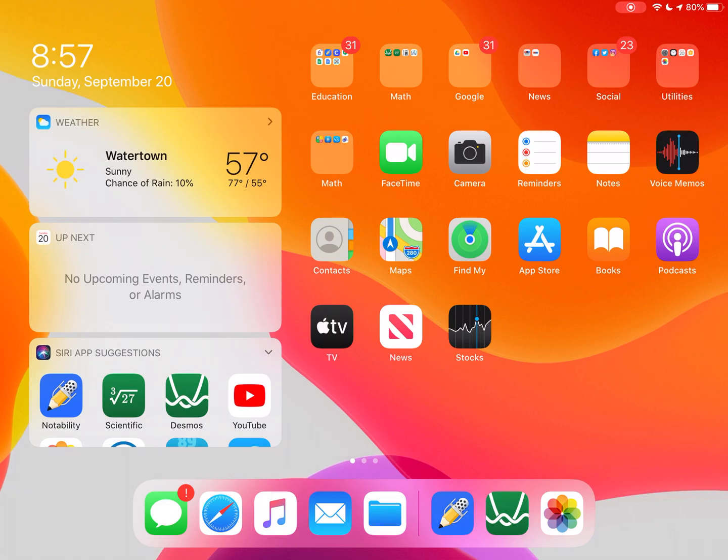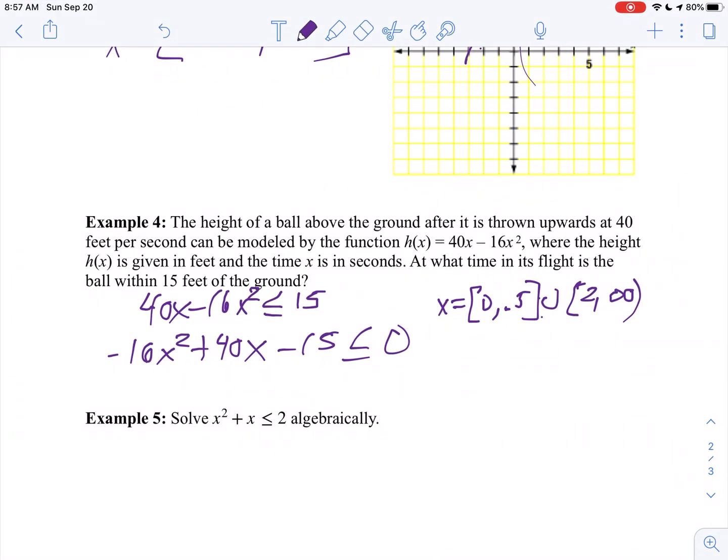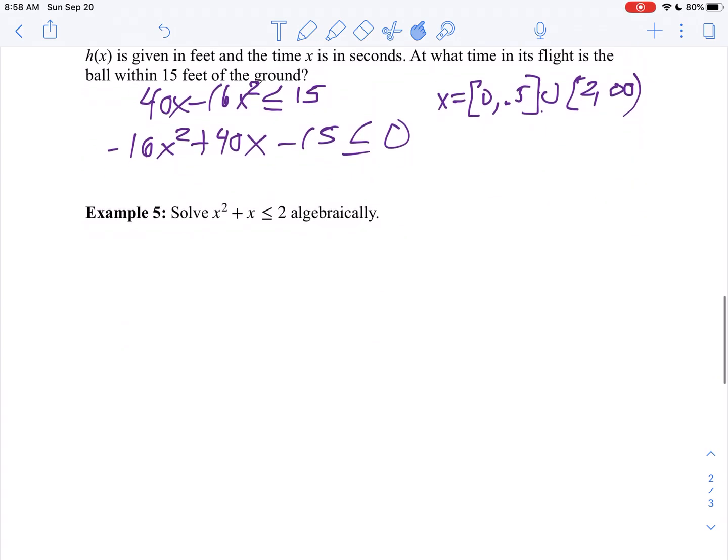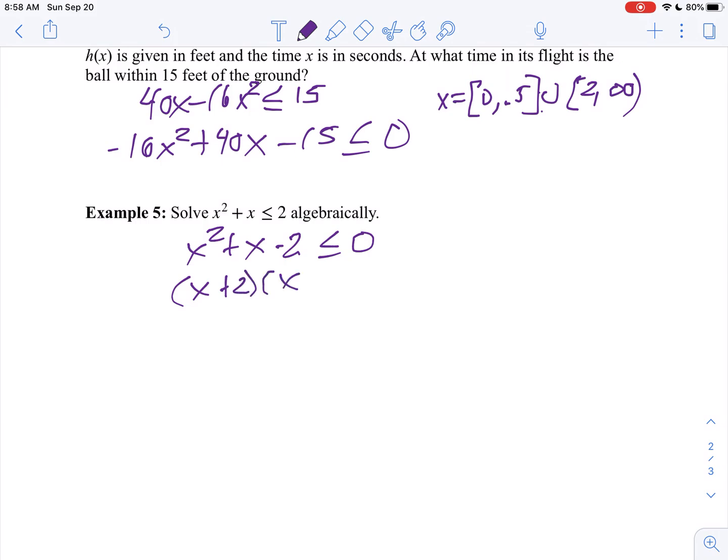Now, how do you solve an inequality algebraically? That's what we're going to take a look at in example 5. We're going to use something called the sign test. Here's what we're going to do. We're going to make it 0 first. So we're going to say x squared plus x minus 2 is less than or equal to 0. Now we'll factor that. So that'll be x plus 2 and x minus 1.